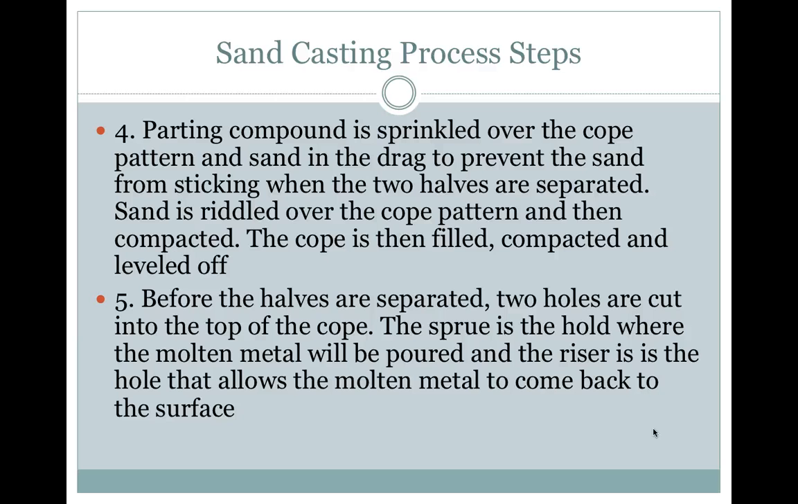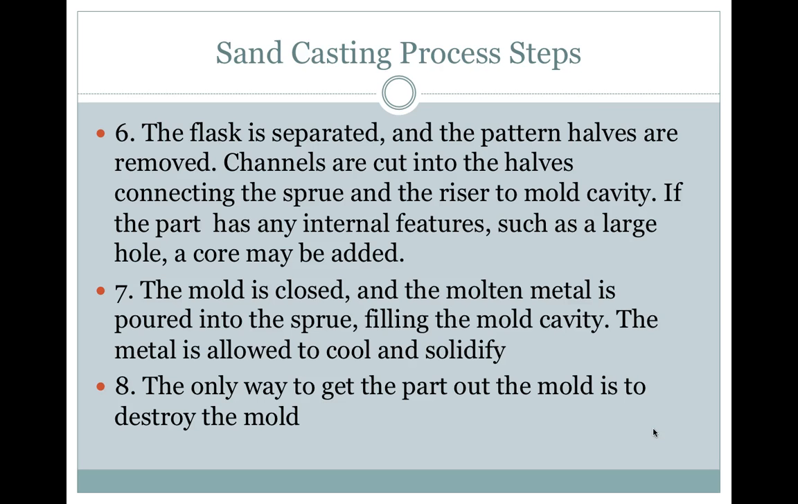Step 5. Before the halves are separated, two holes are cut into the top of the cope. The sprue is the hole where the molten metal will be poured, and the riser is the hole that allows the molten metal to come back to the surface. Step 6. The flask is separated and the pattern halves are removed. Channels are cut into the halves connecting the sprue and the riser to the mold cavity.